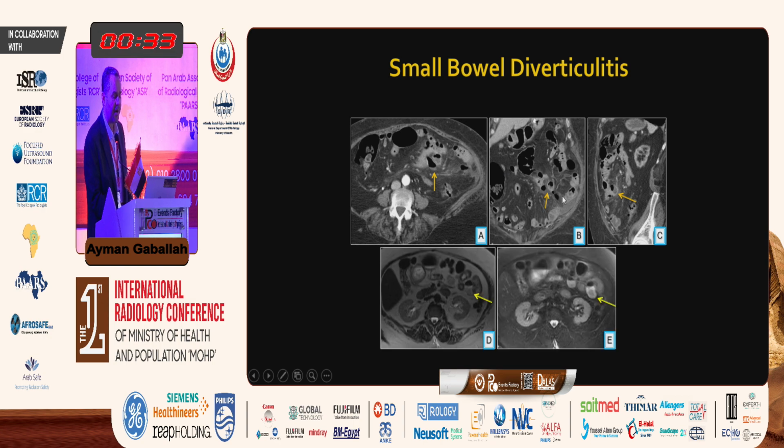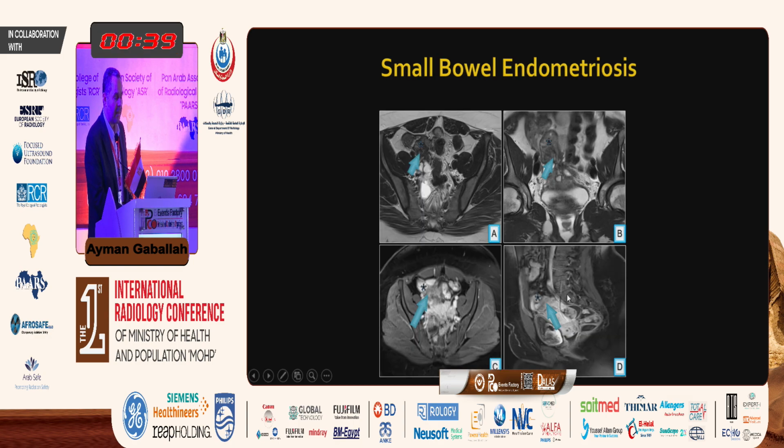And this patient had an MRI 2 years before that. And the diverticula were there, but with no inflammation at that time. Very nice case of endometriosis with the typical feature of dark signal on T2. But we knew beforehand that this patient had endometriosis.